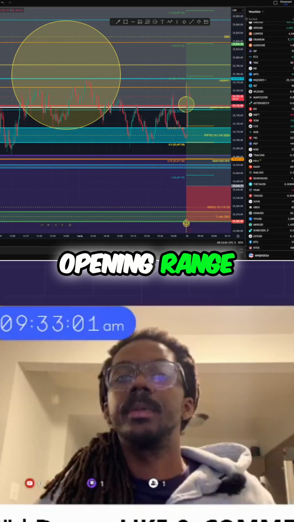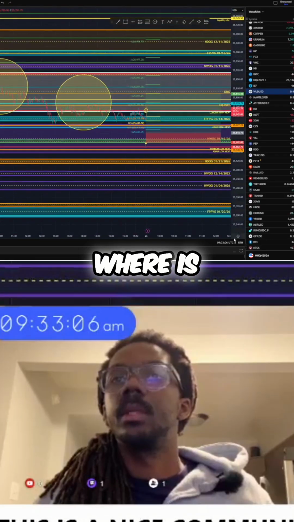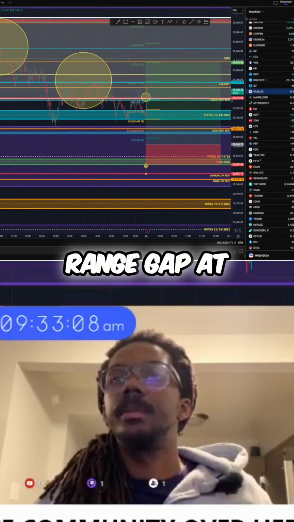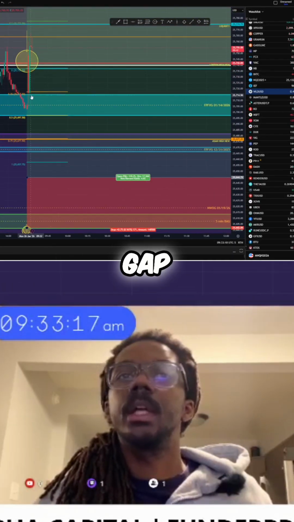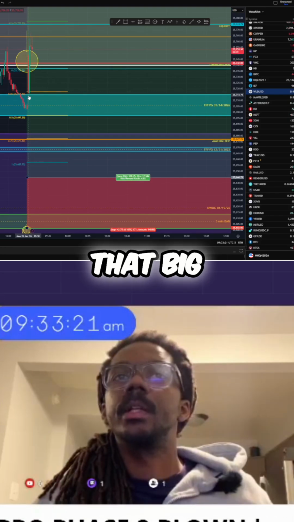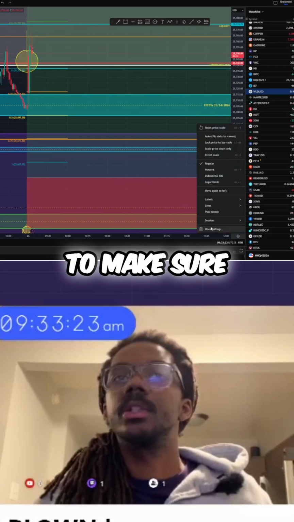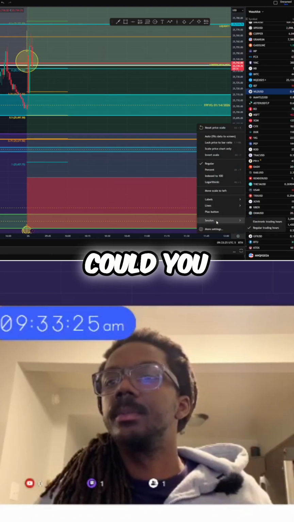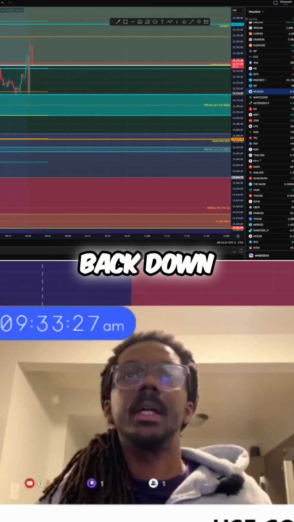I just want to see the open and range gap. Where is that open and range gap at? So we got a really small open and range gap. It's down here. So not that big, but I just wanted to make sure I'm aware of that, because price could maybe want to pull it back down there.